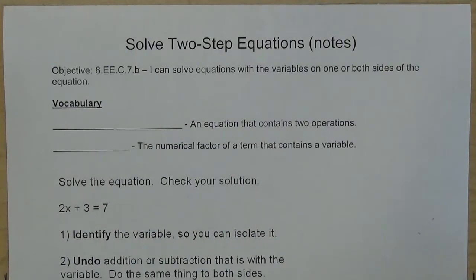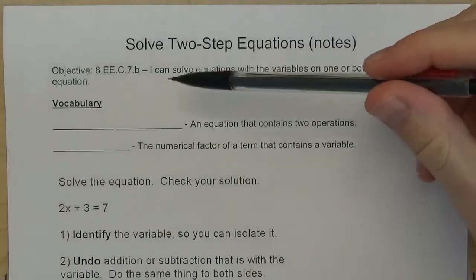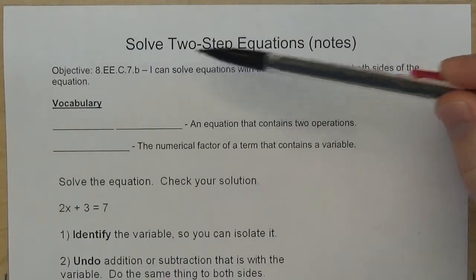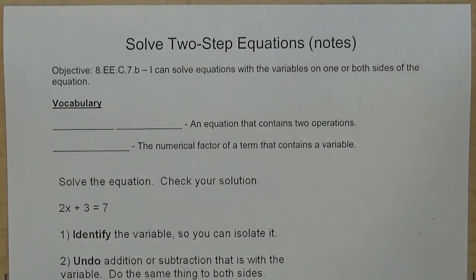We're going to be taking a look at two-step equations today. Our objective here is the same as it's been a couple of days here. I can solve equations with variables on one or both sides of the equation. Today our variable will just be on one side of the equation. We'll work our way to equations with variables on both sides.